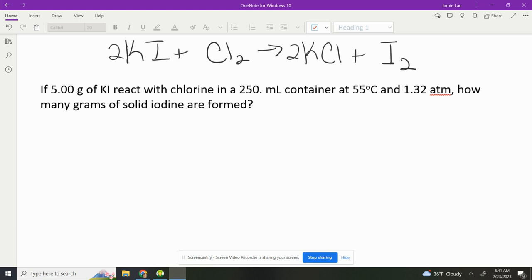Okay, now what kind of problem is this? It's single replacement. But mathematically speaking, what kind of problem is it? Oh, like what type of gas equation do I use? Are you given information about both reactants? Yes. You have grams of KI, and you have pressure, temperature, volume that relates to chlorine. So what kind of problem is this?